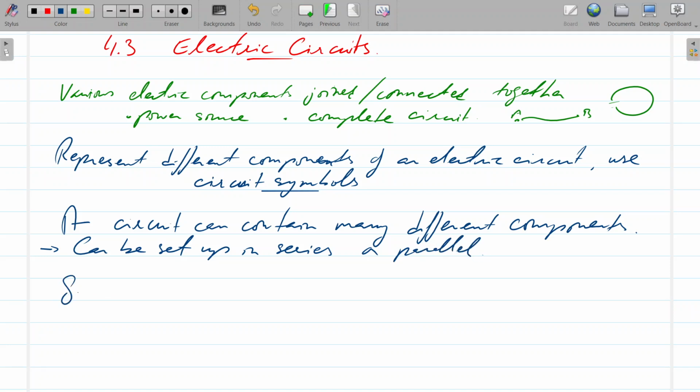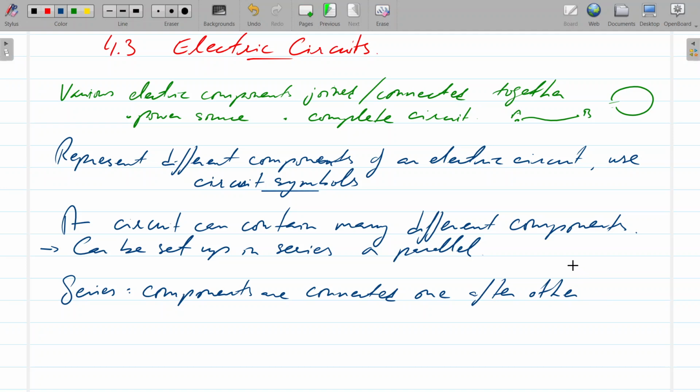So what does series mean? Right, that the components are connected one after the other, sort of in a line, right? So you got something over here and something over here. I'm not drawing a resistor, I'm just drawing some component. Something over here and something over here.